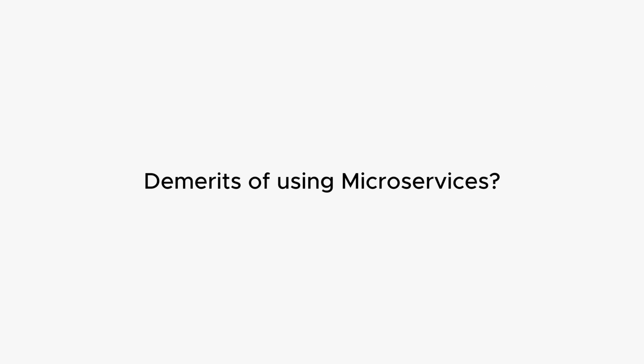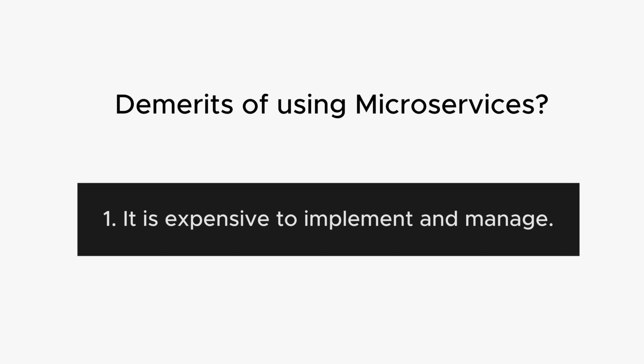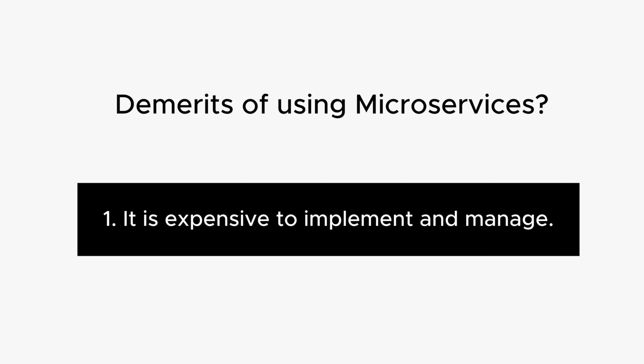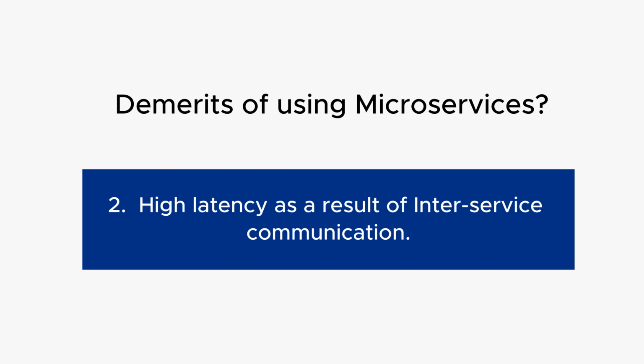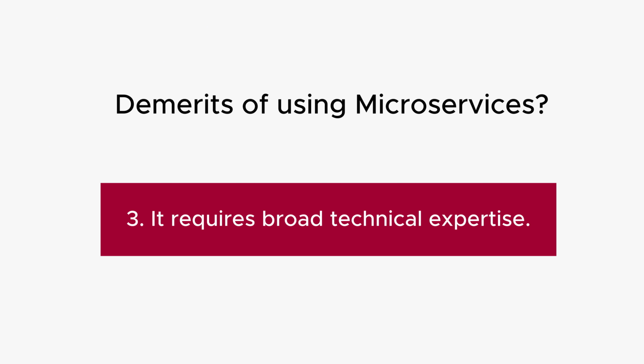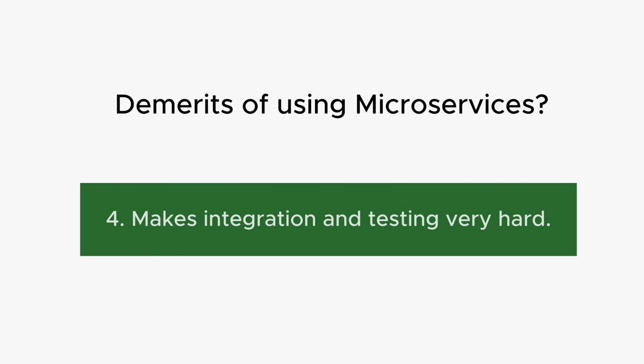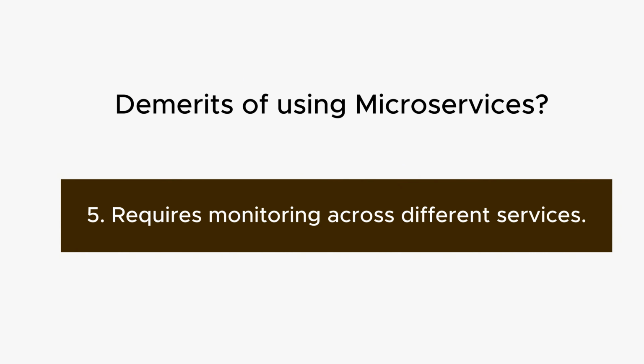Now, even though using microservices has a lot of advantages, it also has its own disadvantages. Let's look at some of the demerits of microservices architecture. Firstly, it is very expensive to implement and manage. It can lead to high latency during inter-service communication as a result of poor network. It requires serious technical expertise and broader knowledge of distributed systems. Integration and end-to-end testing can be very cumbersome in a microservice architecture. It may require comprehensive logging and monitoring across different services.